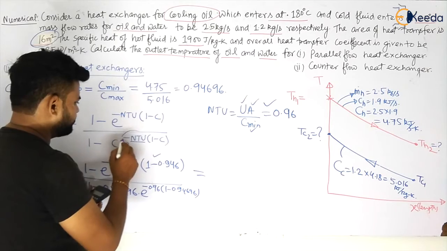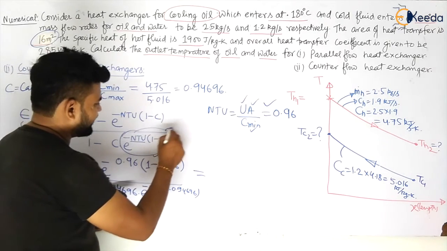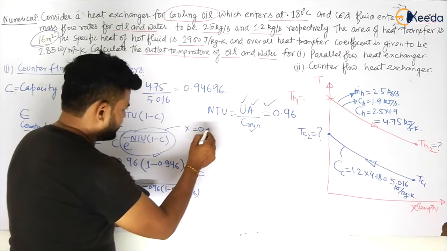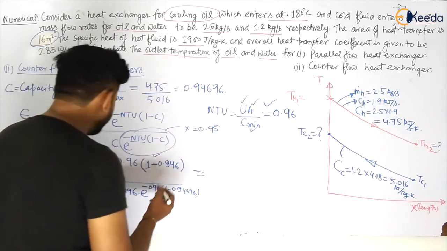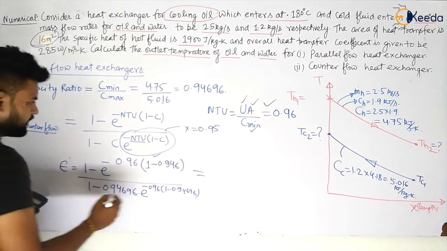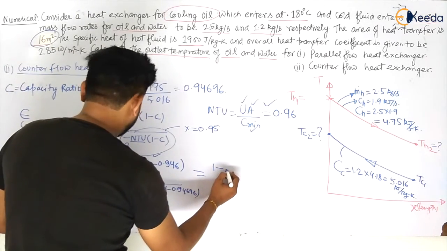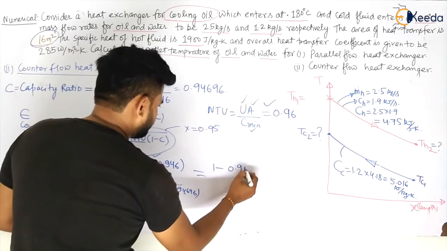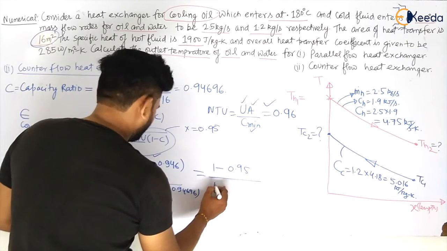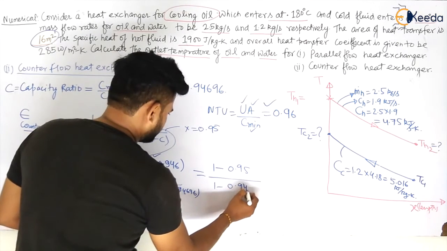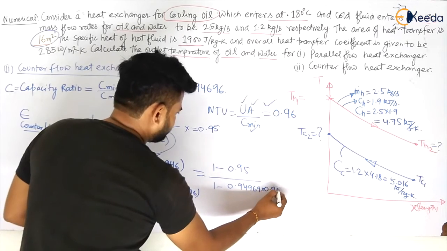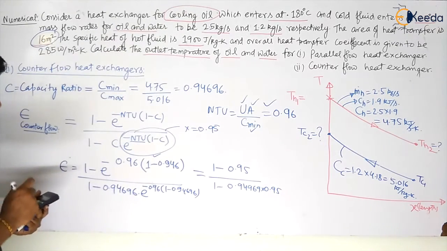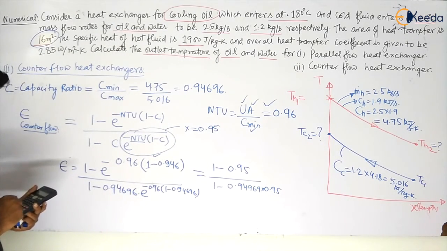0.95035. This value will become, if I take it, x, 0.95. Okay, now let us see. I can directly put the value: 1 minus 0.95 divided by 1 minus 0.94669 multiplied by 0.95. Then it will be simple and no error will be there. Let us calculate this first.